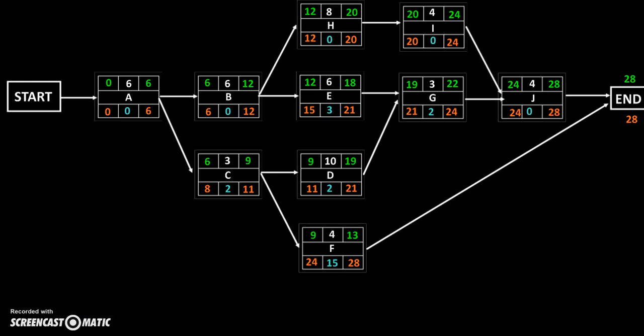Okay. So a critical path is A, B, H, I, J. Okay, so that makes up our critical path, those 5 events.